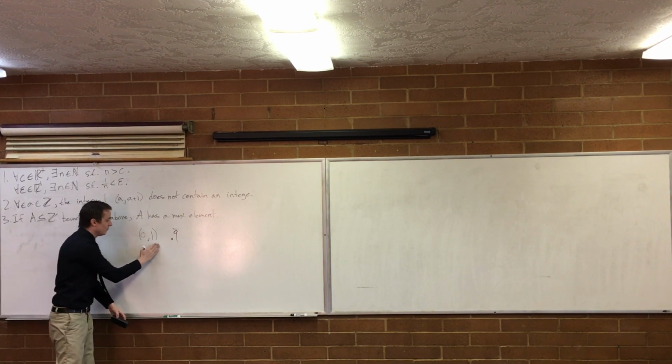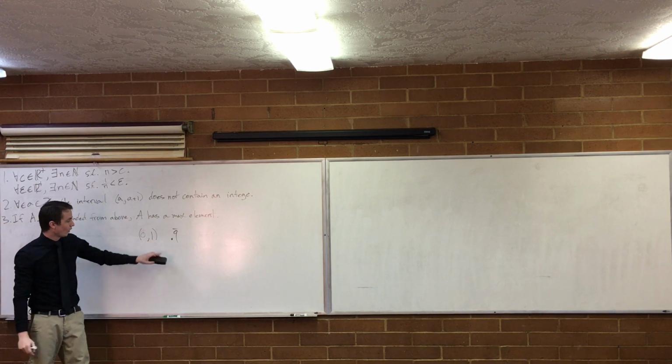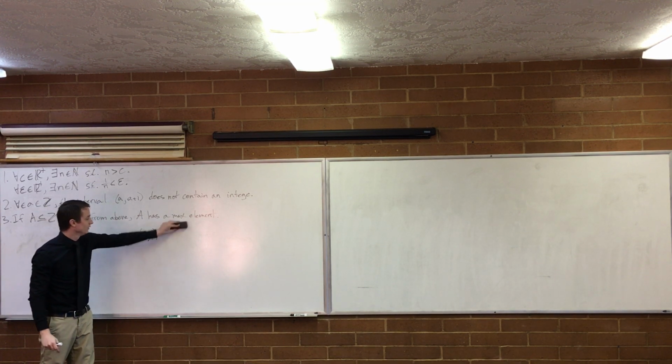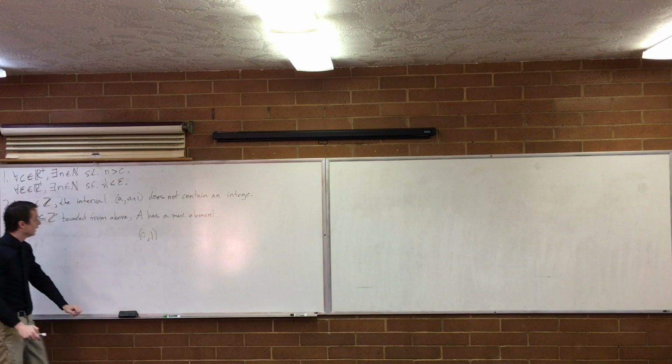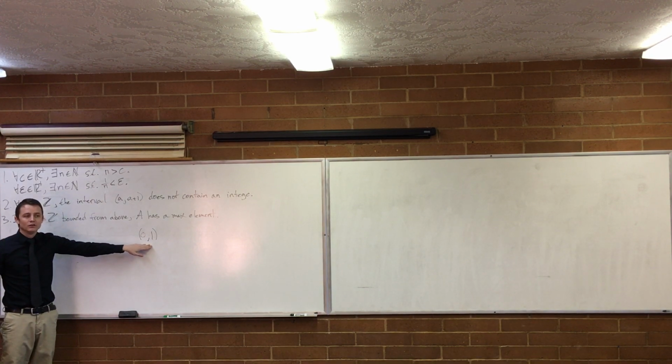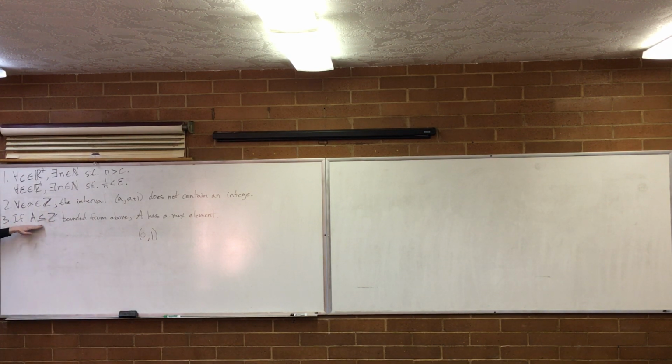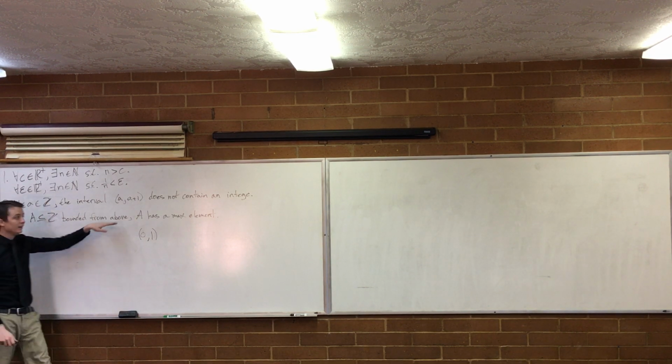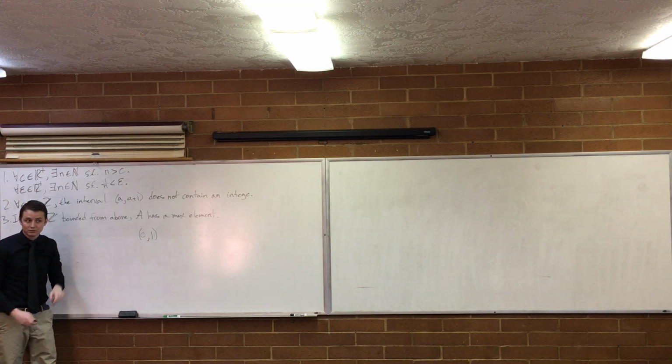So you can't find some max element in there. Are you skeptical about that? Okay, you've probably seen that. So this doesn't have a max element. So not every bounded set has a max element. But we're saying if it's a subset of integers and it's bounded, then it has a max element.